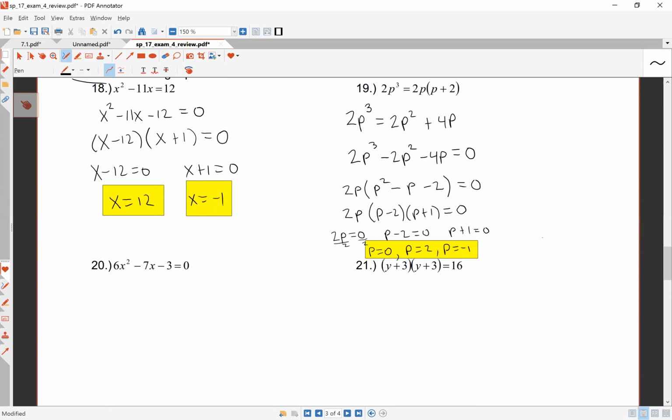For some reason, a lot of people forget the p equals 0. And I can say something like, anytime all your terms in your equation have a p in it, then you get p equals 0.